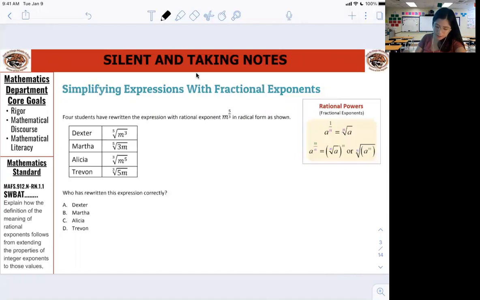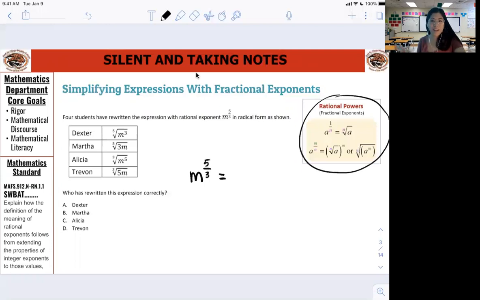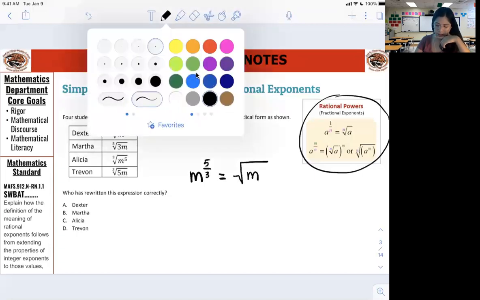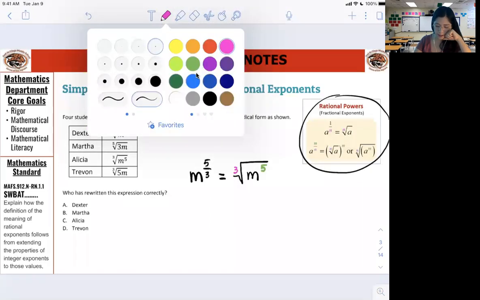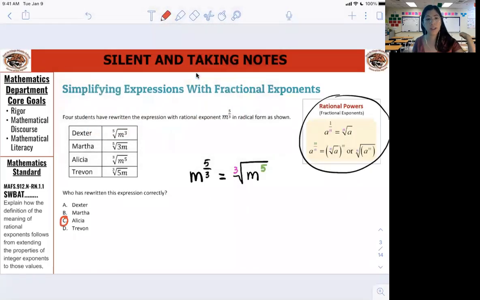And now let's actually take a look at it. So I have m to the power of 5/3. So it's a matter of following those rules. We're not getting a final answer. I'm not going to say, oh, the answer's 5. No, we're just rewriting it. So if you take a look at our rules, we know that what happens to the 5? Does it end up on the inside or the outside? The inside. So there's the 5, and then the 3 has to sit out on the balcony as follows. So the only person who had that correctly was Alicia. Answer choice C is correct. So good job if you chose answer choice C.